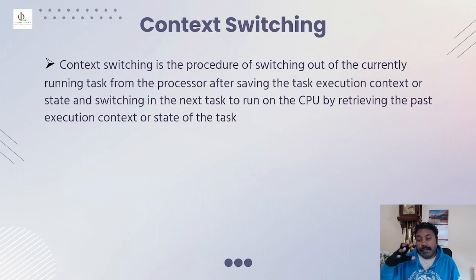Every task will have its own state, and that state will be saved into a private stack. This is what explains switching in and switching out. The switching out refers to saving the data, and the switching in is for retrieving the saved data.